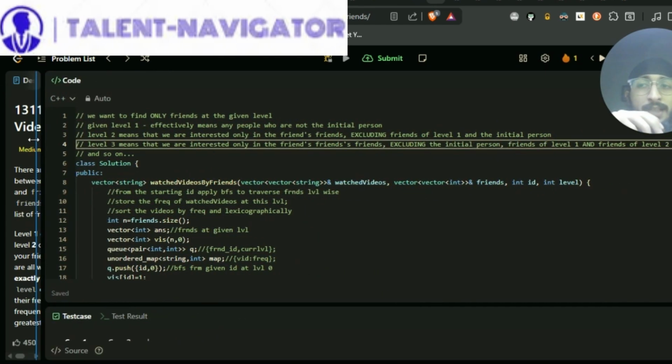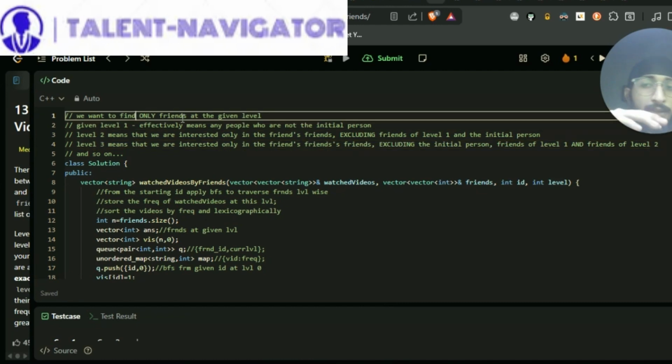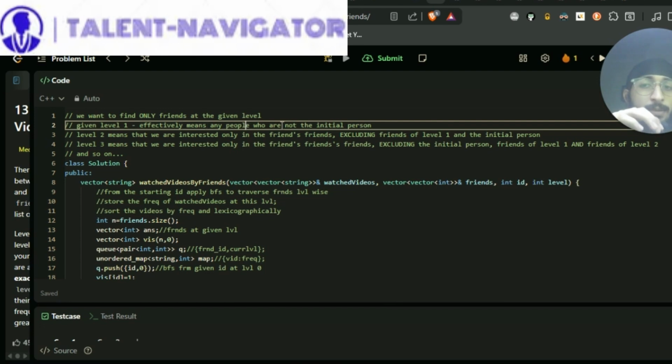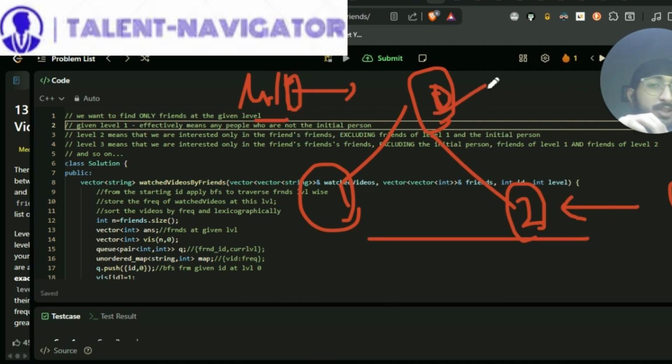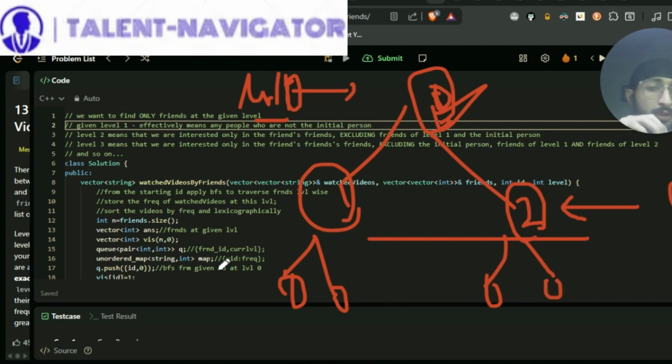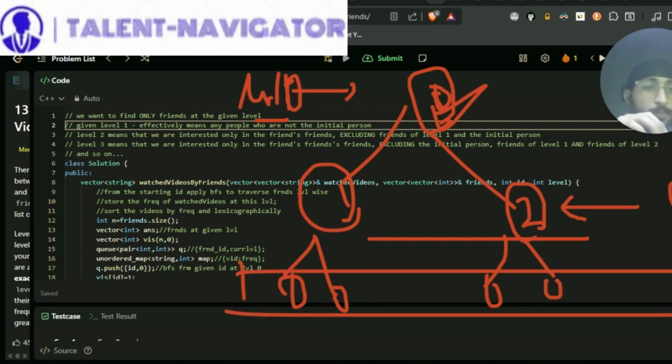Firstly, I'll discuss the basics: we want to find only the friends at that particular given level, and level one effectively means any people who are not the initial person. If we are starting from this particular node 0, we want to talk about the people at level 1. This is level 1 and this would be level 0. Level 1 is one away from the starting node, and then further we have level 2, this whole would be level 2, right? So that is how you perform BFS.